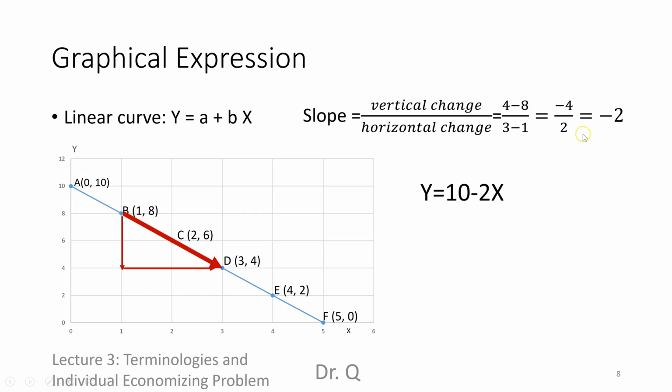The negative sign defines the quality of the relationship, meaning x and y move in the opposite direction. As x increases from left to right, y decreases. This downward sloping curve represents a negative or indirect relationship. The value 2 means as x increases by 1 unit, y changes by 2. The equation can be written as y equals 10 minus 2x.